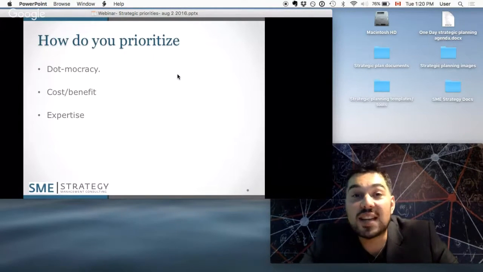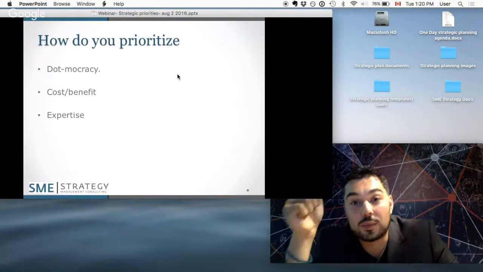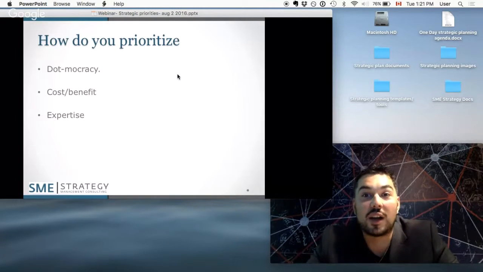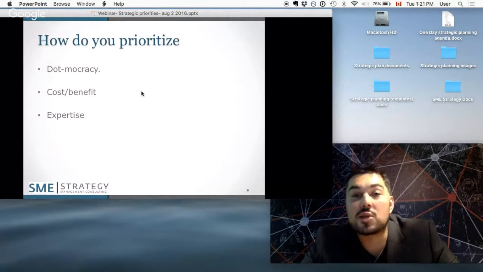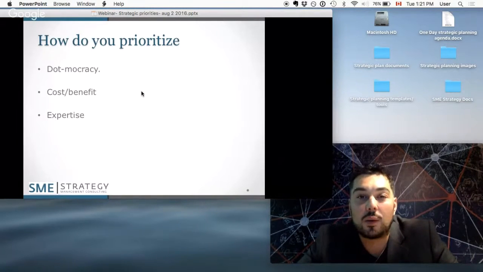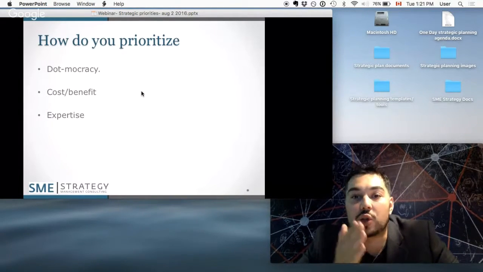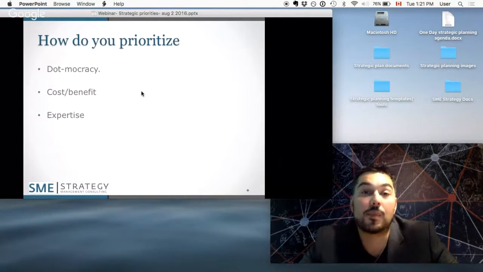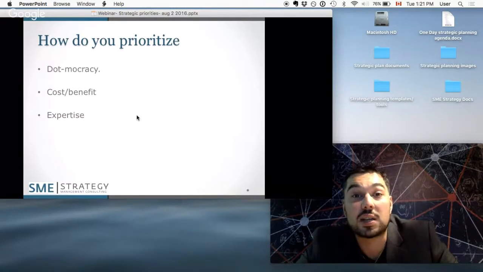But if there is uncertainty, just ask, if you had top three priorities, what would you pick? Put a little post-it note dot on there and see what comes up. The other more sophisticated manner is doing a cost-benefit analysis. We wouldn't do a cost-benefit analysis as part of a two-day strategic plan. But if you have planning as part of your process, then I'm sure you'll do cost-benefit analysis as time goes on. And the other one is just tacit knowledge or expertise.